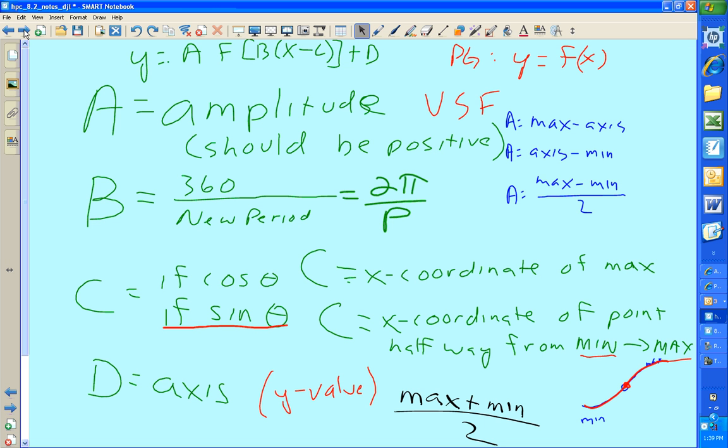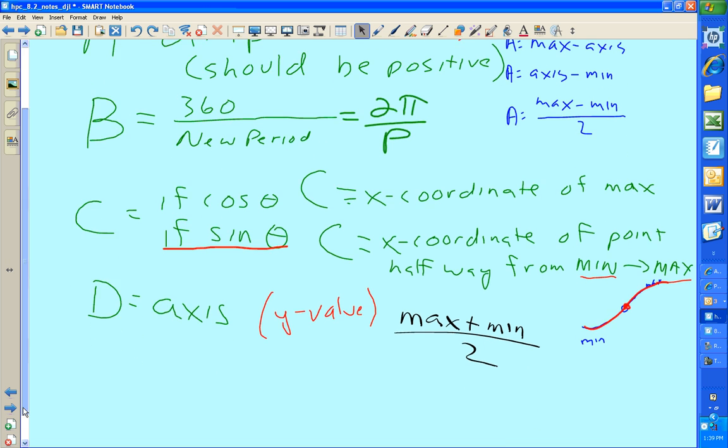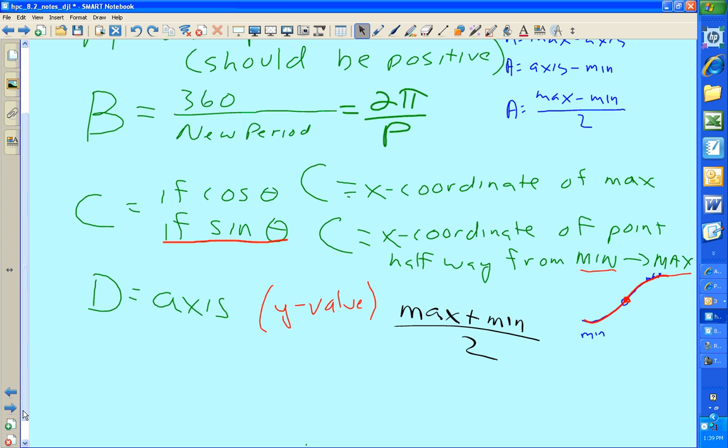It's the y value of the axis. Wherever the axis is for your function, when you're looking at the graph, it's the y value. If you can't figure out where the axis is because they didn't identify it, max plus min divided by 2. See how easy it would be to confuse with max minus min divided by 2, which would give you A. So for the axis y value, the D, it's max plus min over 2 from a graph.